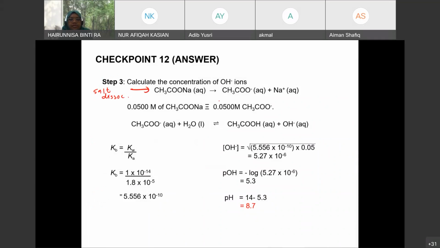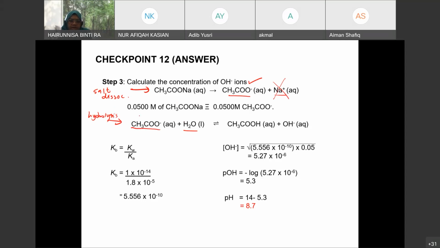Okay. Salt dissociation, then kita pilih which ion yang akan hydrolyze in water. So Na plus will not hydrolyze in water. So this one will hydrolyze in water. After that, barulah kita buat kat sini. So this is hydrolysis. Yang akan hydrolyze in water tu, yang ni buat turun. So dia akan react with water.